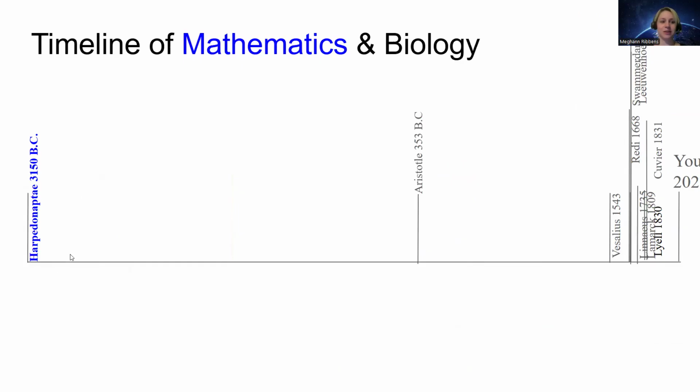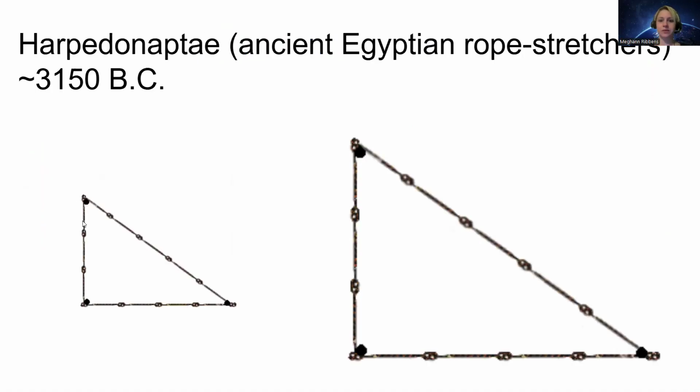We're going to start our discussion of math with the ancient Egyptian rope stretchers. And we know they were doing their jobs at least around 3,150 BC, so more than 5,000 years ago. So, what is their relationship to math? Well, they would, among other things, stretch these ropes such that they would maintain their length.